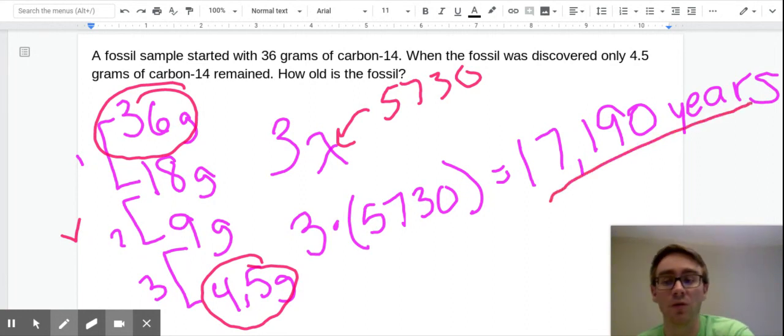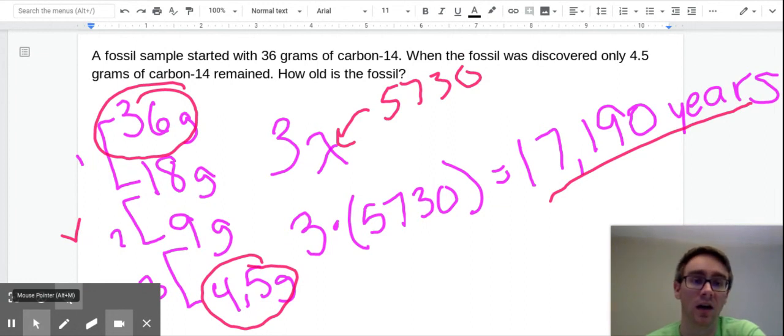All right, so I hope this helps with some of the problems as you go through them. If not, make sure to message me and just ask me if you have any other questions. Otherwise, this is absolute age dating, where we can actually find out the actual age of the actual fossils.